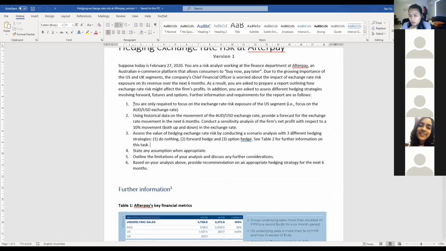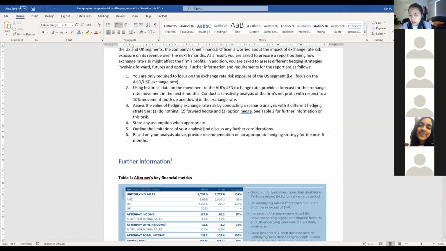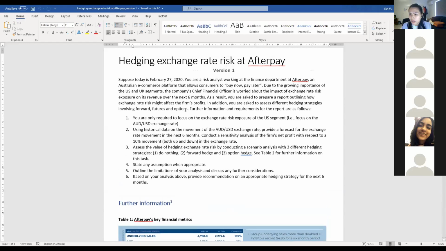You're asked to focus on one segment of the company. For this version, it would be the US segment. Then, using historical data, you need to do some forecasting of the exchange rate in the next 6 months, and conduct a sensitivity analysis on the firm's net profit. In the next part, you're given a few different ways to hedge exchange rate risk using either forward contracts or option contracts, and you need to analyze how these hedging strategies might influence the firm's profitability. So the case study is going to be on exchange rate risk management, and the time horizon is the next 6 months.